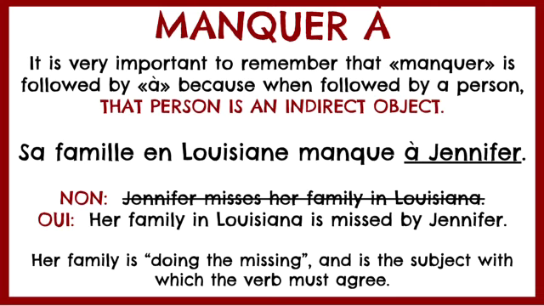So look at this example. Sa famille en Louisiane manque à Jennifer. So we're going to forget about saying "Jennifer misses her family in Louisiana," and now we're going to speak English like a French person and say "her family in Louisiana is missed by Jennifer." Okay, so voilà, manque à Jennifer. Her family is doing the missing, and so that means la famille en Louisiane is what has to make agreement with the verb manquer.